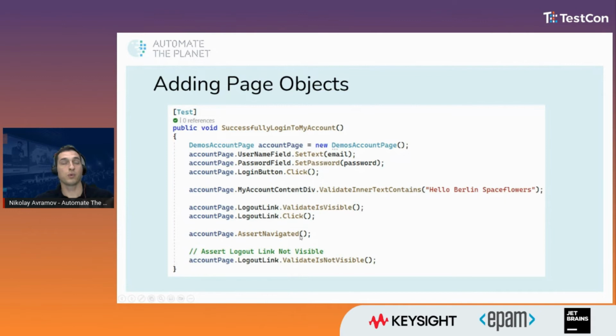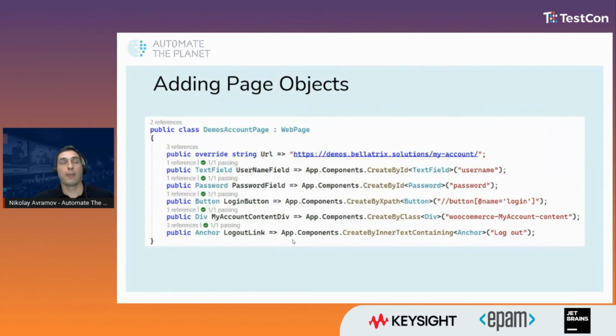So we don't have to provide the URL of the page. It's already there. And you can just assert that the page has been landed on. To make it more clear, I will show you how a Bellatrix page object looks. We just inherit from the web page, which is again built into the framework, and we have to override the URL of the page. On top of that, we need our mappings, of course.